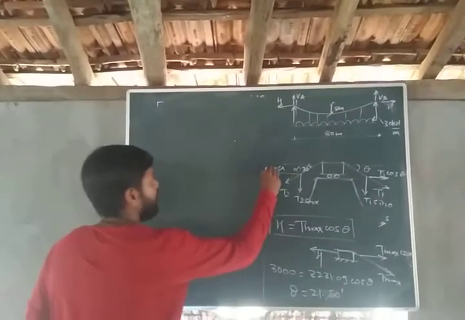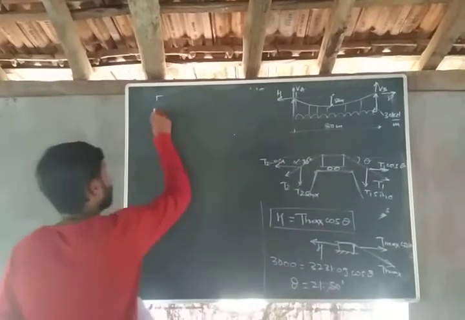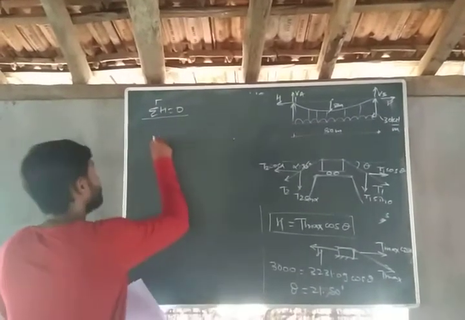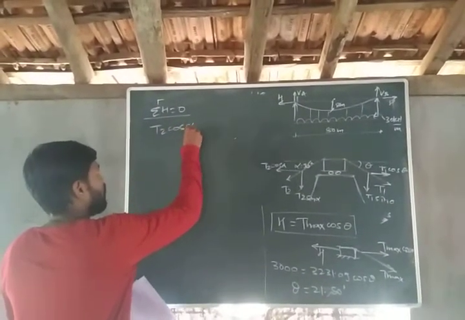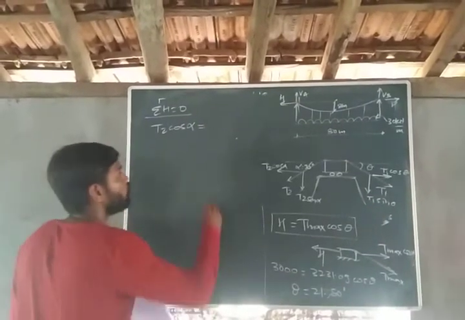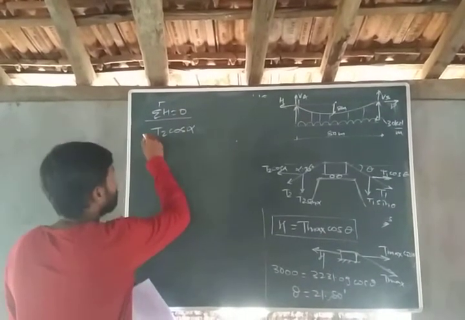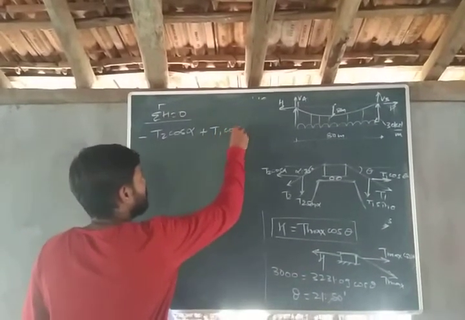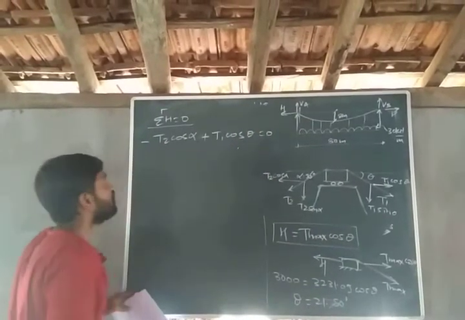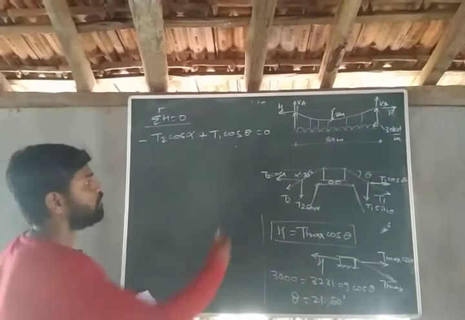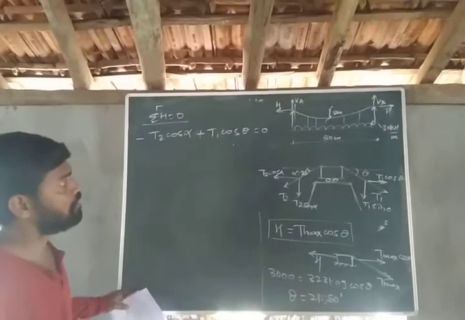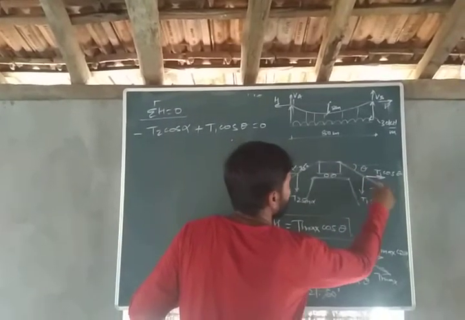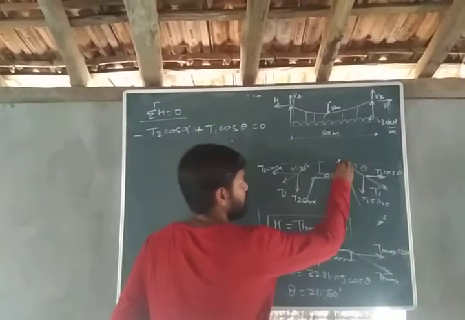So we will apply the summation H equal to 0 and we will calculate the value of T2. Okay, so T2 cos alpha should be equal to, if you apply summation H equal to 0, so I will write it plus and minus sign. So T2 cos alpha negative because it is pointing towards left, plus T1 cos theta is equal to 0. So now this T1 is nothing but the tension in the cable at the support.